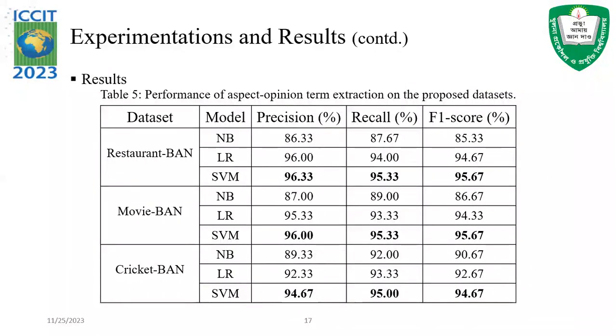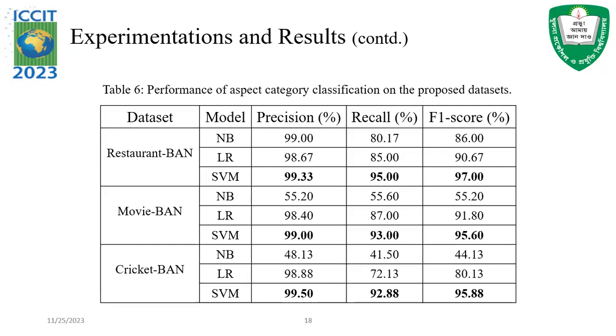Table 5 shows performance of aspect opinion term extraction on the proposed datasets. It can be seen that SVM achieved the highest F1 score for the Restaurant Bangla, Movie Bangla, and Cricket Bangla datasets, and they were 95.67%, 95.67%, and 94.67% respectively.